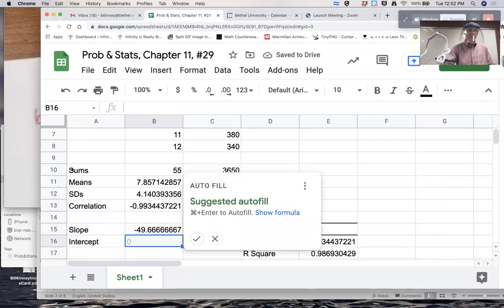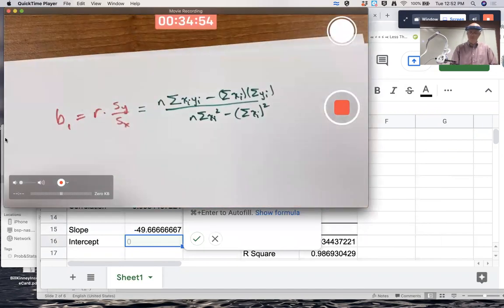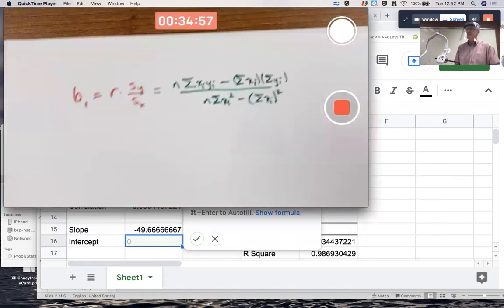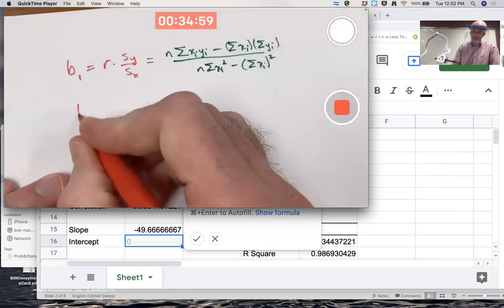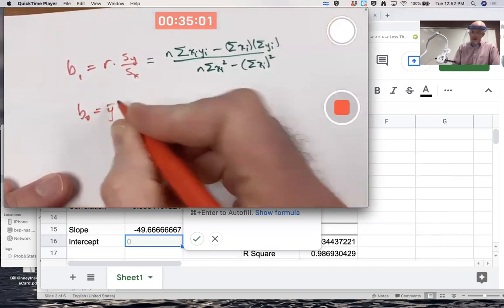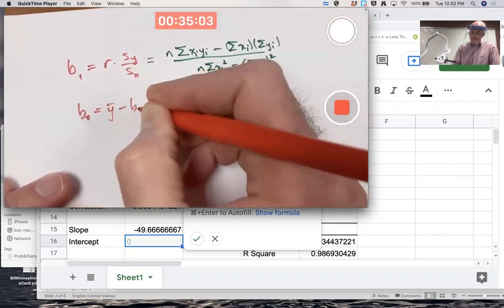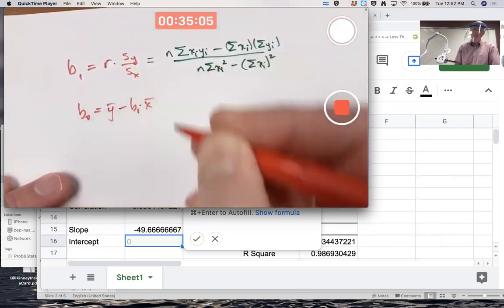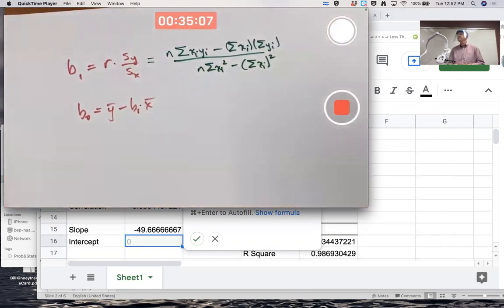How about the intercept? The intercept has a simpler formula. B0 is the mean of the y's, y bar, minus B1 times x bar. That can be derived using the normal equations.